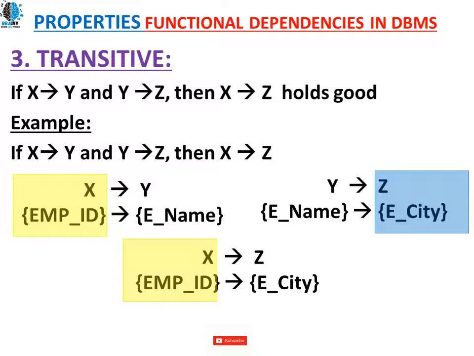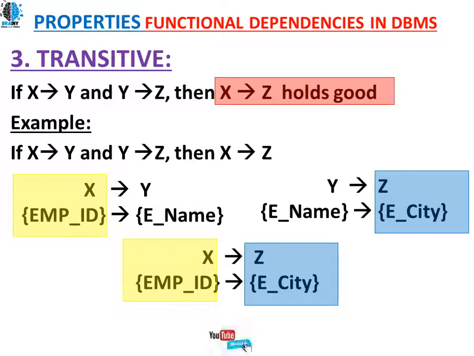Next, employee city. This is also correct. So here X goes on Z holds good. Right? This is all about our transitive functional dependency property. So this is a transitive functional dependency. X goes on Y goes on Z, then X goes on Z also holds good. Clear? So with the example I have explained the transitive functional dependency.